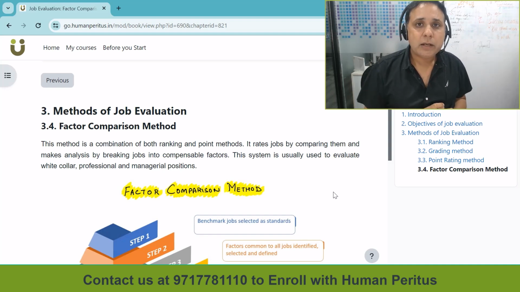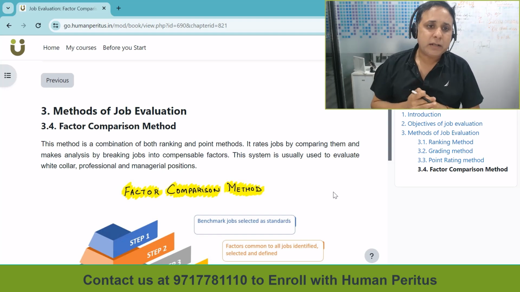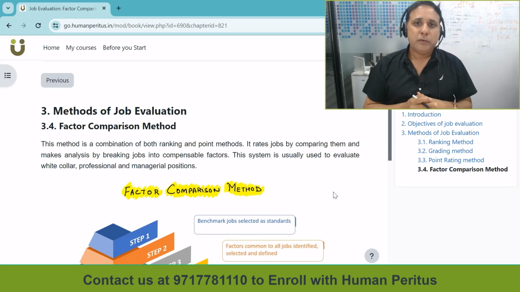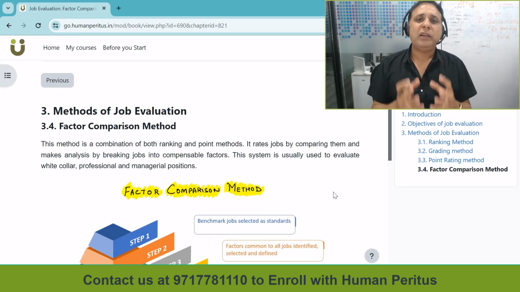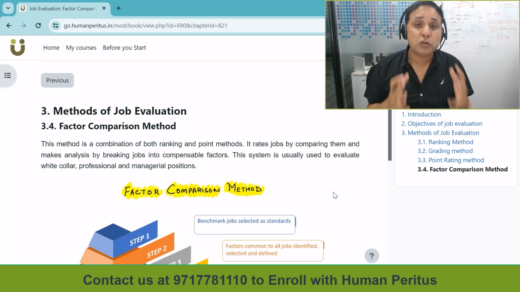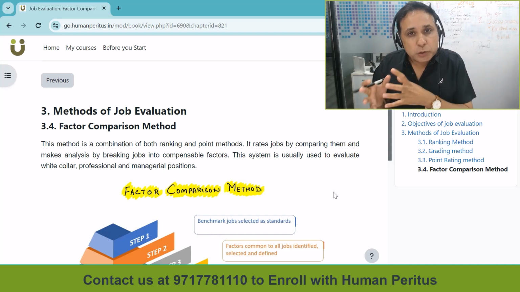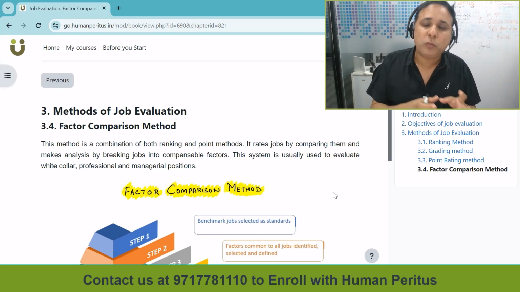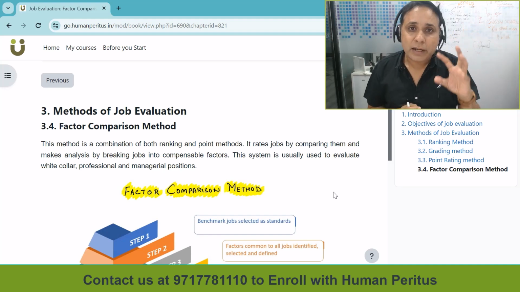Okay, so guys, welcome. We are trying to understand what is factor comparison method. Factor comparison method is a method of job evaluation. What is job evaluation? Job evaluation is nothing but what is the value of a job, or the worth of a job, or how much money should be paid for a job in a firm to find the compensation.